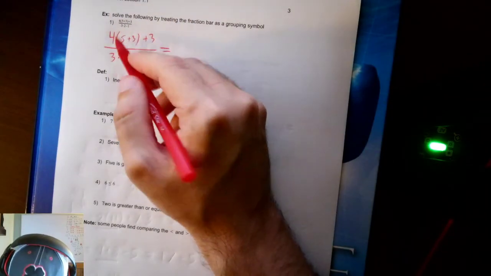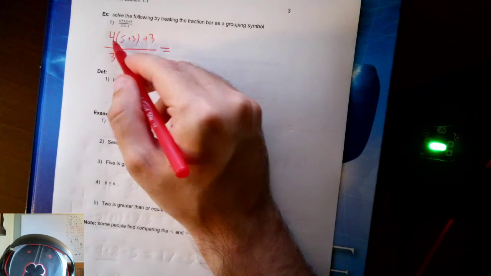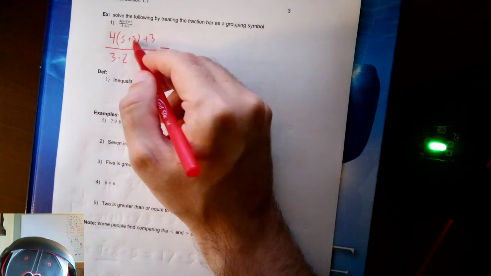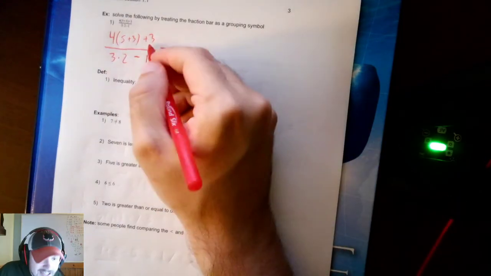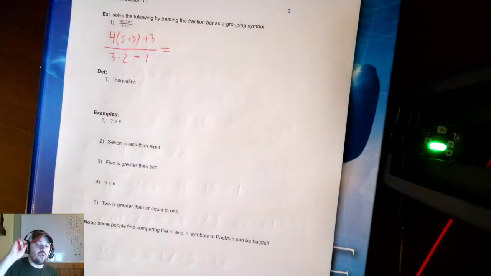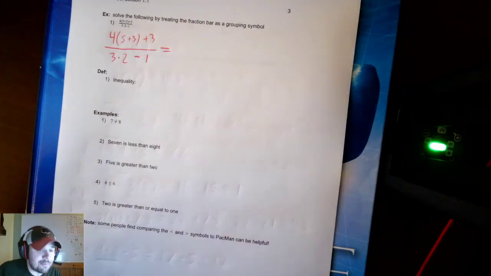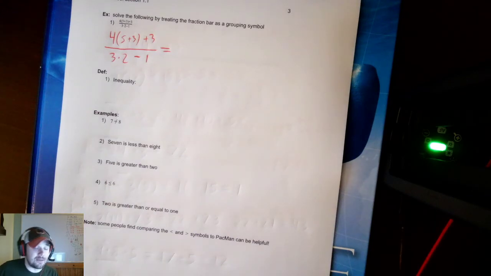So, the top. 4, 5 plus 3 plus 3. That is one group. I am going to work out what answer is in the top separately from what answer is in the bottom. I'm going to treat them as 2 separate groups. Then, in the last step, I will work with the fraction bar.